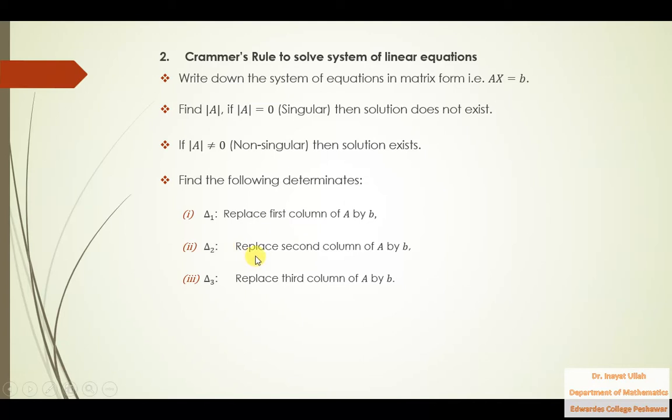And delta 2 is the determinant in which we replace the second column of matrix A by B. And delta 3 is the determinant in which we replace the third column of A by B. So these are the deltas. Whenever you find these deltas, the process is very simple.